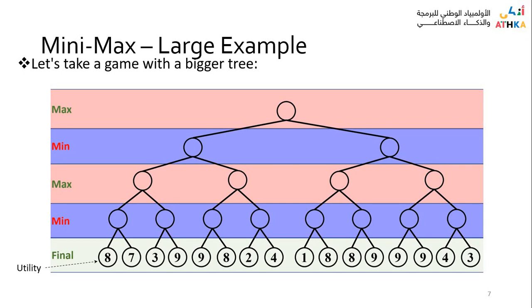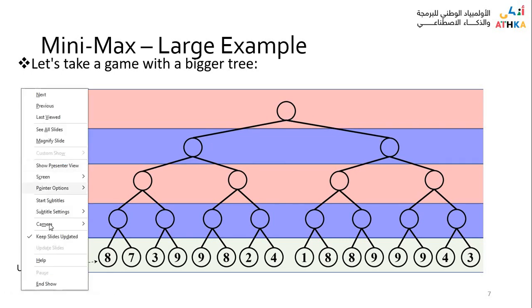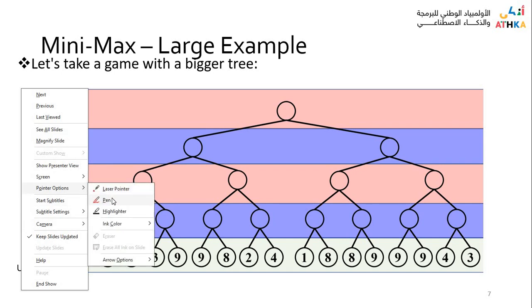Now, how would you, as a maximizer, select which path you are going to take, the left path or the right path over here? So this is what the question is. Which one is going to bring me more utility? To do this, let's do this by hand.